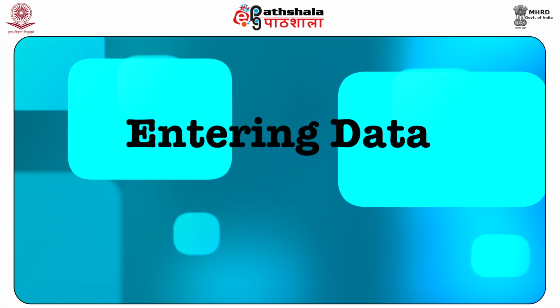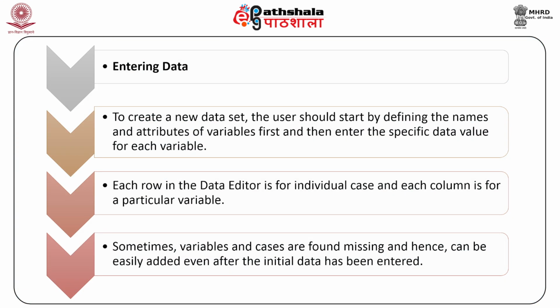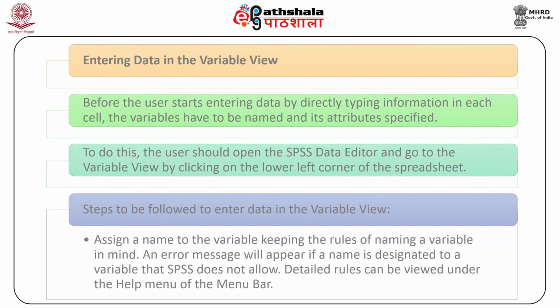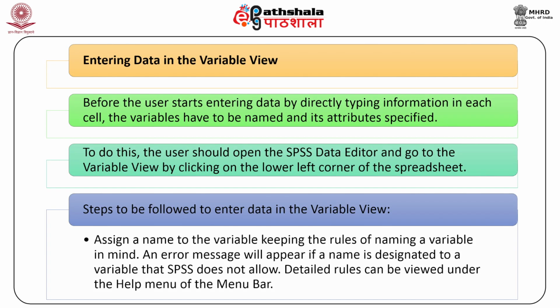Entering data. To create a new data set, the user should start by defining the names and attributes of variables first and then enter the specific data value for each variable. Each row in the data editor is for an individual case and each column is for a particular variable. Sometimes variables and cases are found missing and hence can be easily added even after the initial data has been entered.